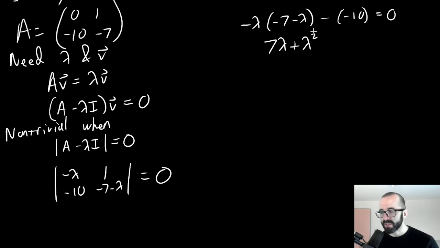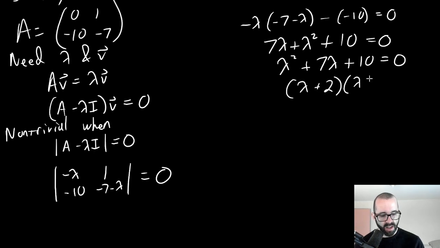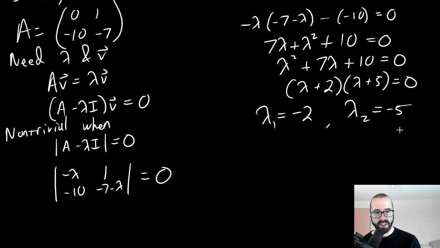I should have said, by the way, hopefully you know the drill by now, but I should have paused and said, hey, pause the video, practice, work ahead, make sure we're getting to the same thing. Plus 10 equals 0, and we can rewrite that in standard general form. Lambda squared plus 7 lambda plus 10 equals 0. And that factors. I know I'm going through this quickly, but that's especially valuable if you're pausing the video and working ahead. So we're going to get lambda equals negative 2. Let's call that lambda 1. And lambda equals negative 5. Let's call that lambda 2.